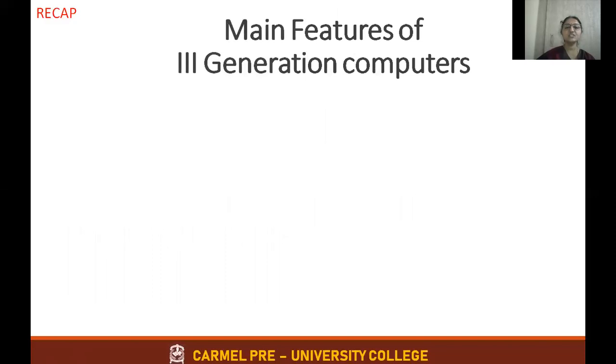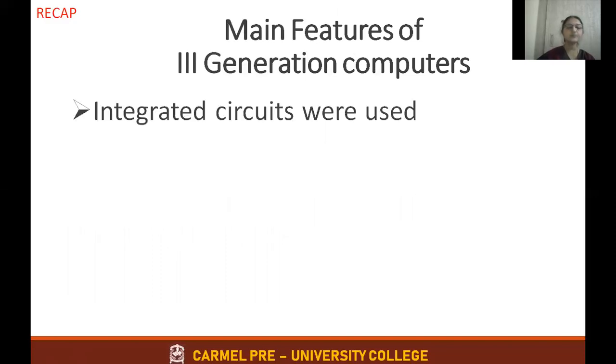Then what are the main features of third generation computers? In the third generation, integrated circuits were introduced. Till then, in the first and second generations, it's not one vacuum tube or one transistor they used to have. They used to have a number of vacuum tubes connected with a number of resistors, capacitors, so many soldered circuits were used. After the invention of the integrated circuit, a huge number of circuits are fabricated on a single chip, called an integrated circuit.